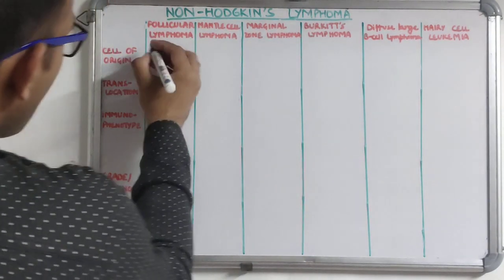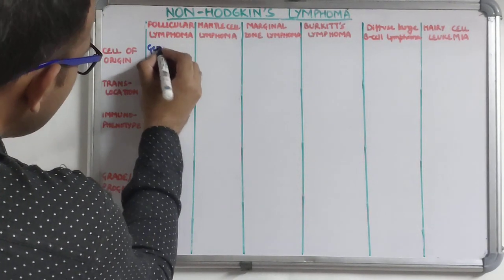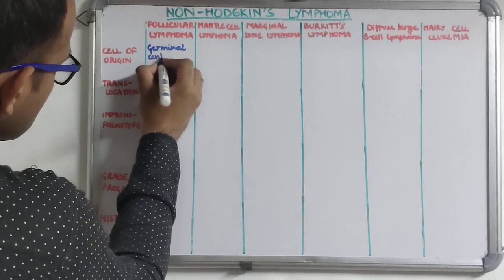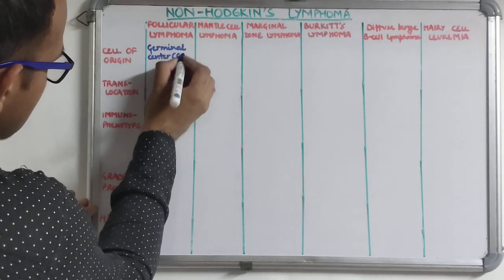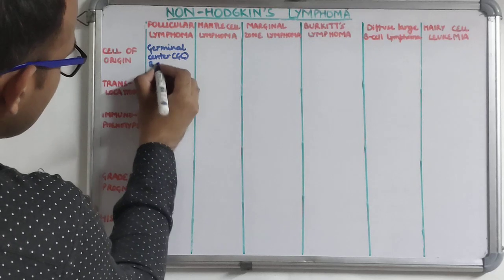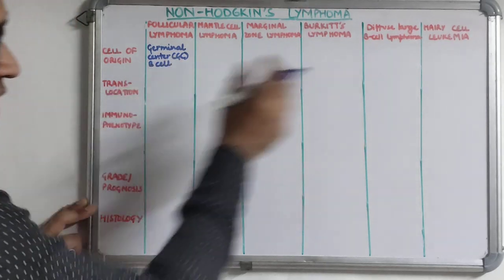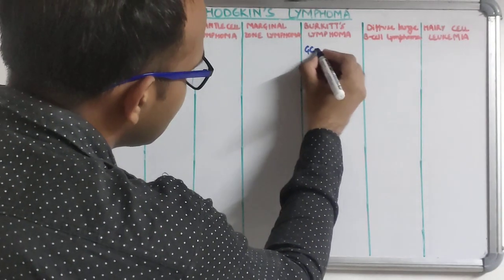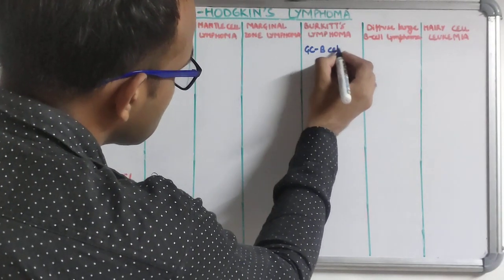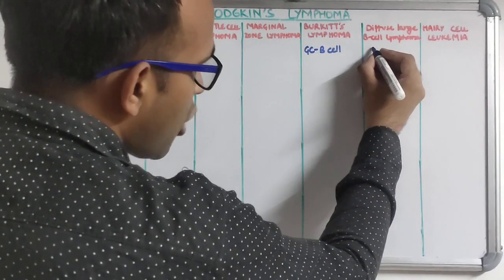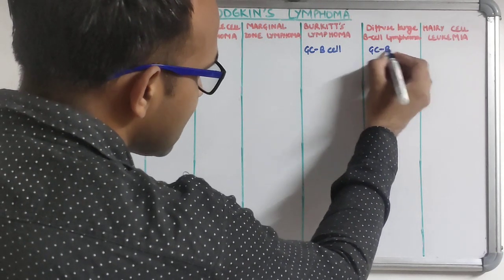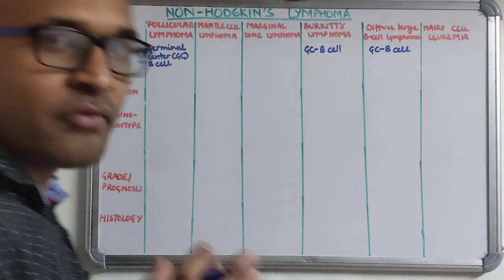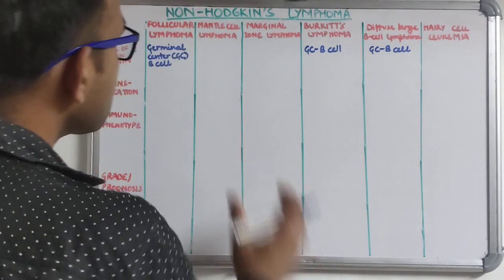First of all, we'll talk about the cell of origin. Follicular lymphoma originates from the germinal center B cell. Similarly, Burkitt's lymphoma also originates from germinal center B cell. DLBCL also originates from germinal center B cell. What is the importance? They bear the same CD markers.